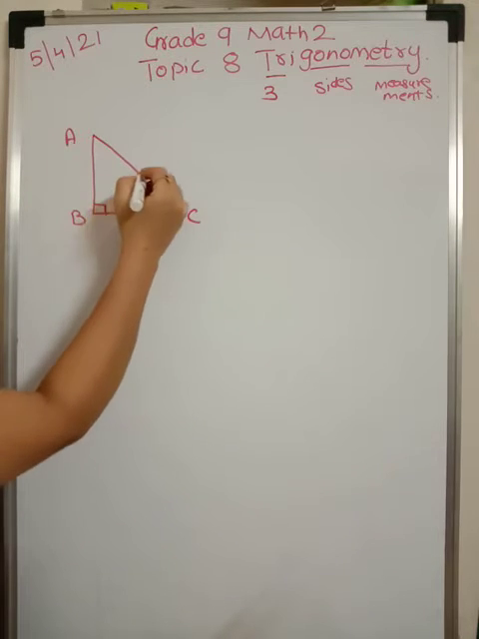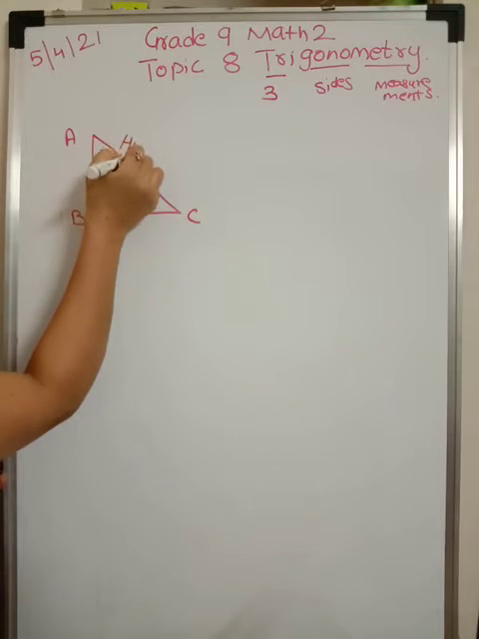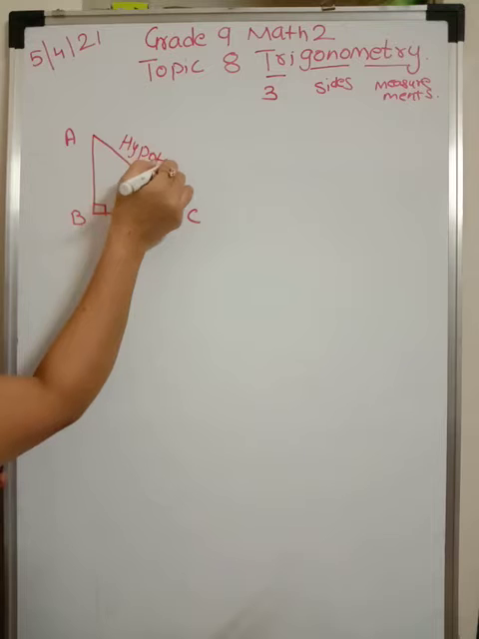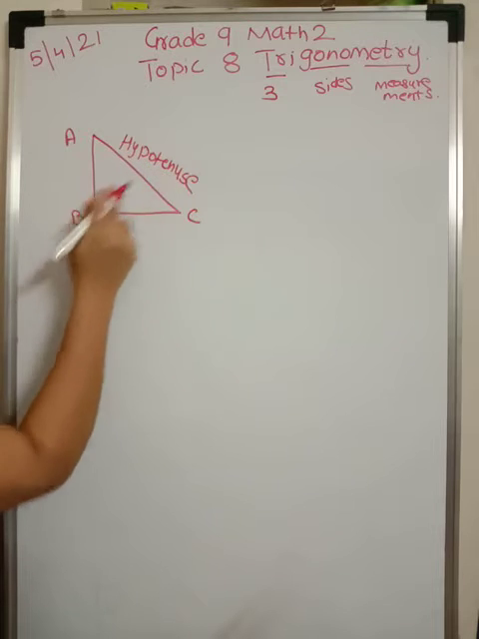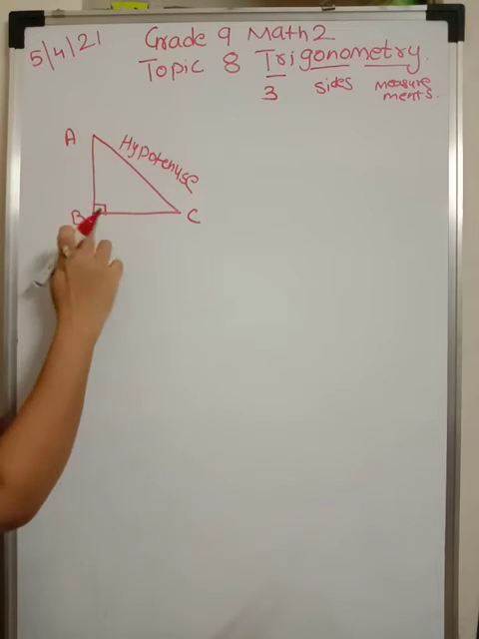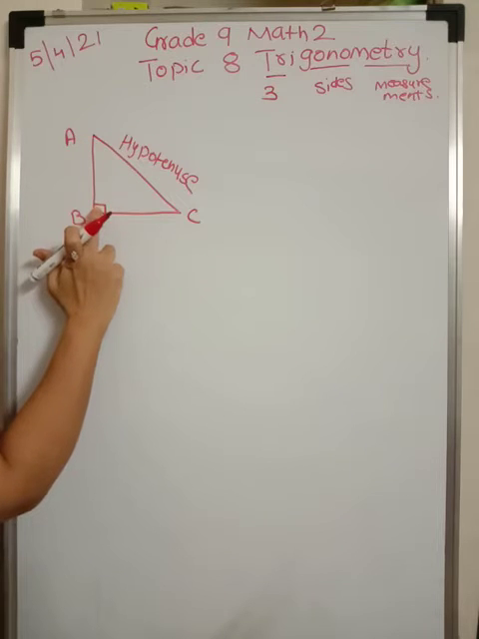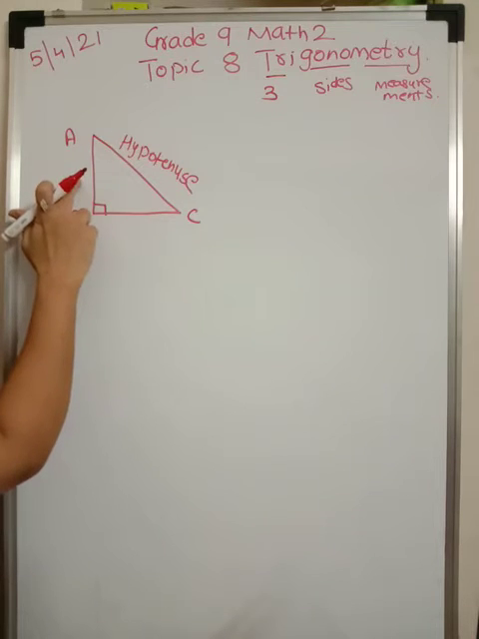Side opposite to 90 degree is AC. This is called as hypotenuse. So side opposite to 90 is always called as hypotenuse in right angle triangle. And these two sides, that is AB and BC, are two sides which are forming right angle. They are also called as legs sometimes.